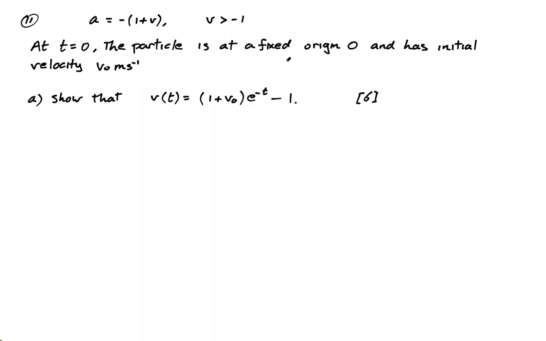Okay, question 11. We have a situation where a particle is moving along a horizontal line and its acceleration is given by this. V is greater than -1, which is going to be important. And also it says at t equals 0, the particle is at a fixed origin O and has initial velocity v0. So this is what we call an initial condition.